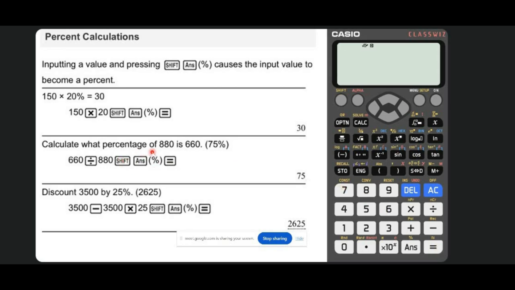Okay, so to calculate what percentage of 880 is 660, the answer you will get is 75%. So how to get this answer? You type in 660 divided by 880, press shift, answer, then equal sign. So when you want to use the percentage symbol, you always need to press shift, answer, then equal sign. Then you will get whatever you want regarding your percentage calculation.